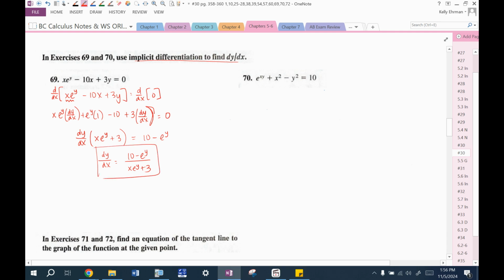For number 70, same idea. Start by taking the derivative with respect to x of both sides.